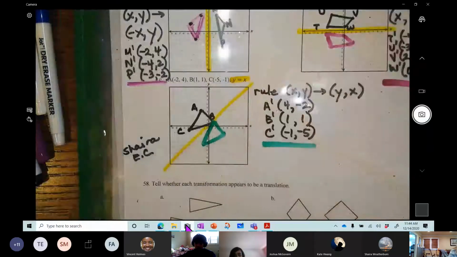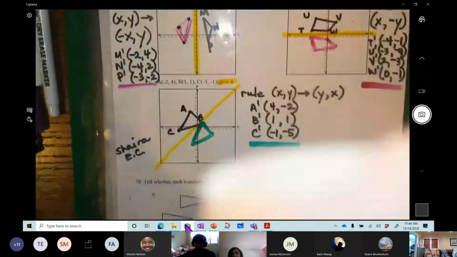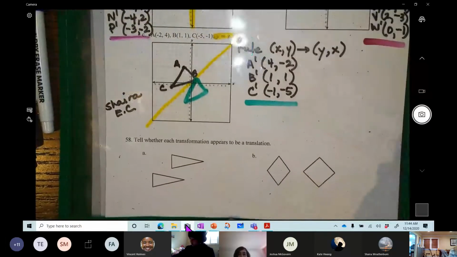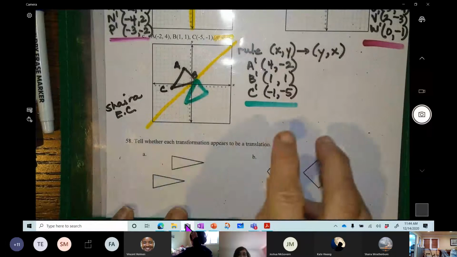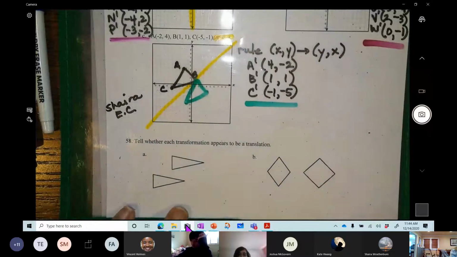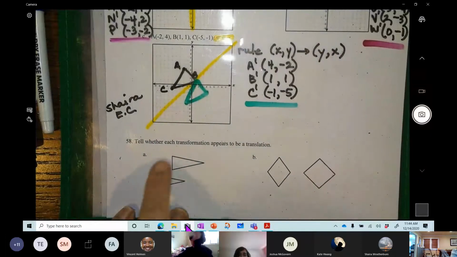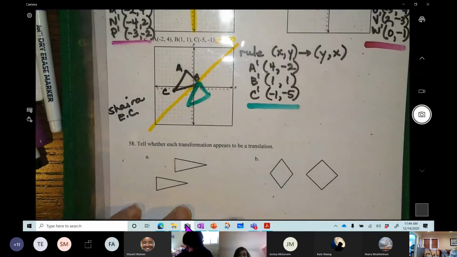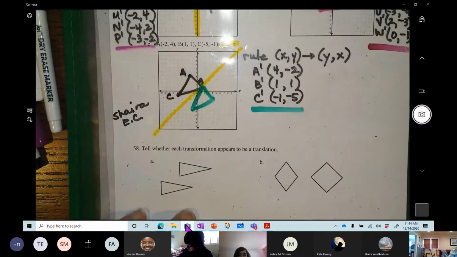Number 58, we're moving on. These are tell which transformations appeared to be a translation. So a translation just moves it either sideways, up and down, or a combination of both, which means that all you have to do is say, do they look the same size and shape?